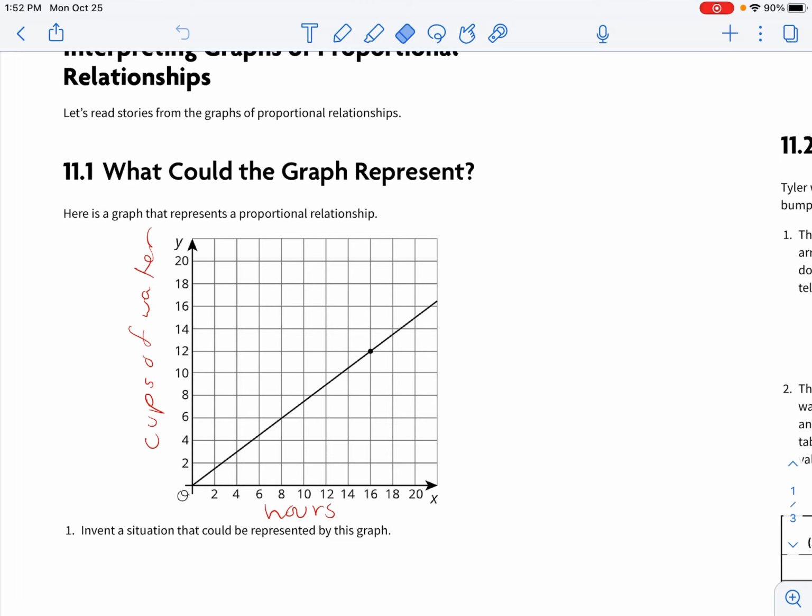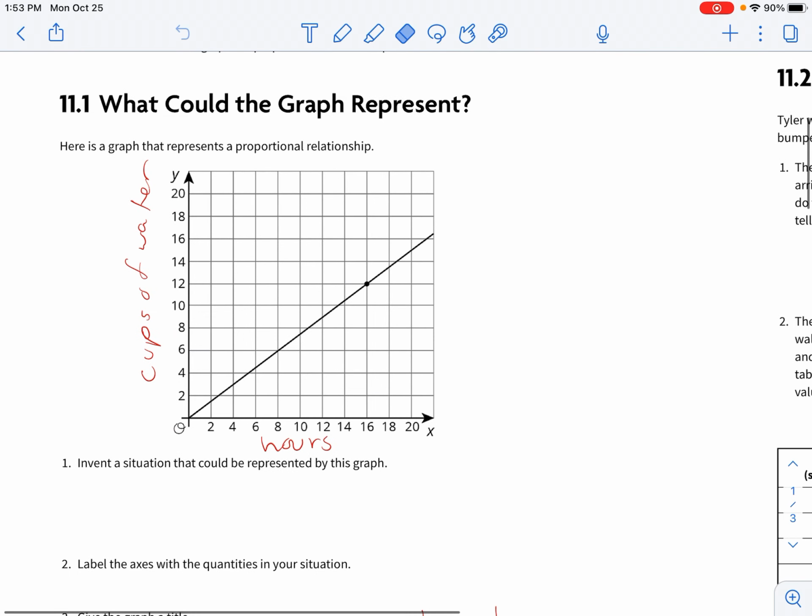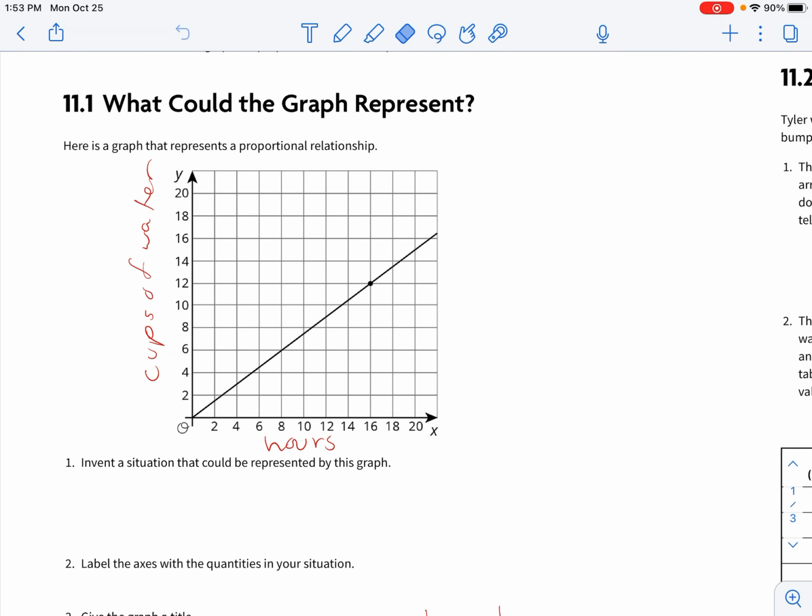So one thing I just said is how much water you're drinking each day over the number of hours. So here, as you can see with this point right here, in 16 hours you drink 12 cups of water. So my X here would be my hours, my Y would be how much water I've drunk.